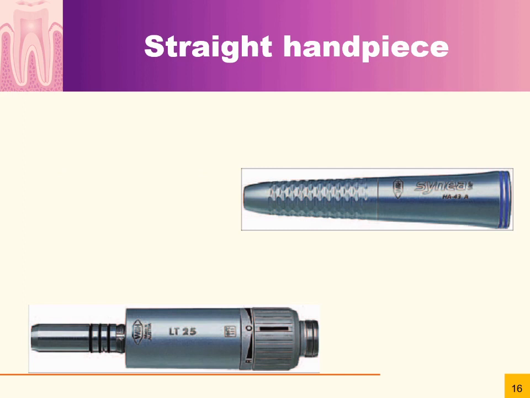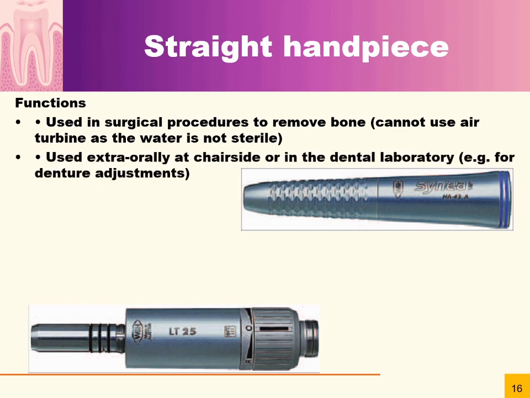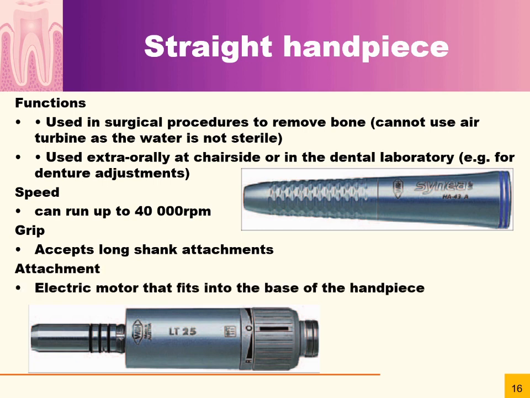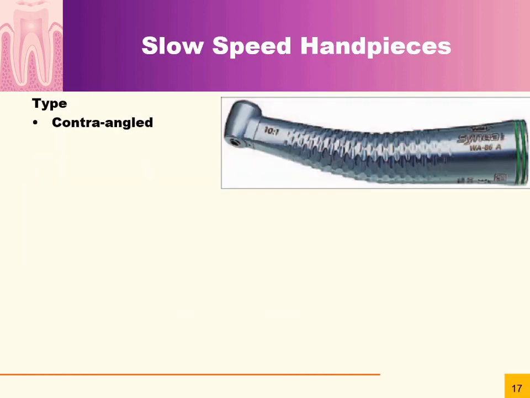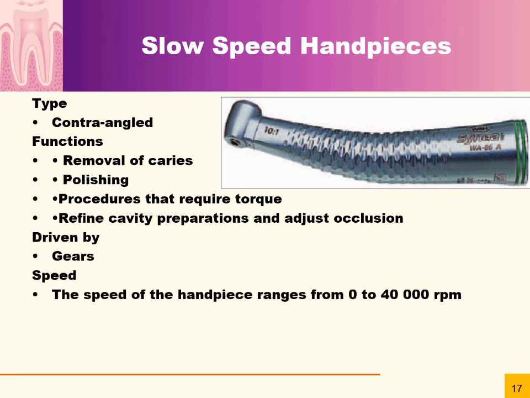Grip accepts friction grip. Attachments: attached to the dental unit. Varieties: different types of chucks available, e.g. those which need a bur changing tool, with or without light, smaller heads for difficult access. Straight handpiece. Functions: used in surgical procedures to remove bone. Cannot use an air turbine as the water is not sterile. Used extra-orally at chairside or in the dental laboratory, e.g. for denture adjustments. Speed can run up to 40,000 revolutions per minute. Grip accepts long shank. Attachments: electric motor that fits into the base of the handpiece.